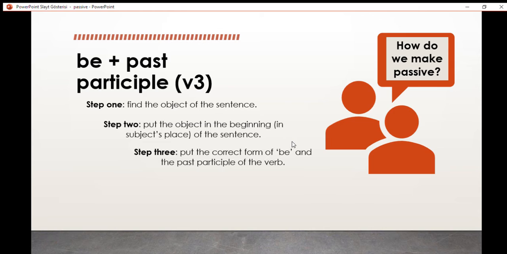Let's remember, be. Simple present form: am, is, are. Simple past form: was, were. Future form: will be. Present perfect form: have been, has been. Past perfect form: had been. And future perfect form: will have been. And we make our sentence passive.